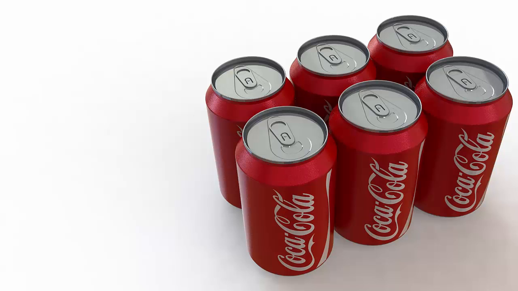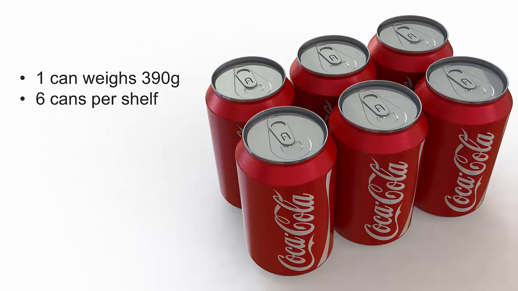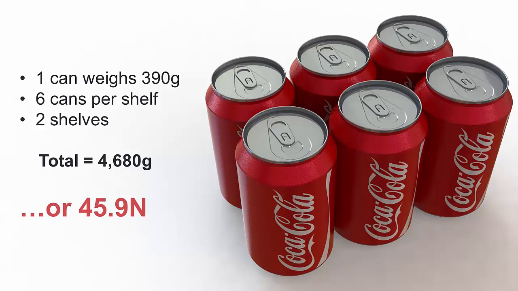First of all, let's have a look at our loading. We've got 6 cans of Coke, each of them weighing 390 grams. We've got that spread across 2 shelves, so we've got 6 cans on each shelf, which is a total weight of 4,680 grams or 4.68 kilos. Now that in newtons is 45.9 newtons, and we're going to apply the force in newtons. We could apply it in kilos if we wanted to, but I'm going to apply it in newtons, which is equal to 45.9 newtons. So that's spread across the 2 shelves.